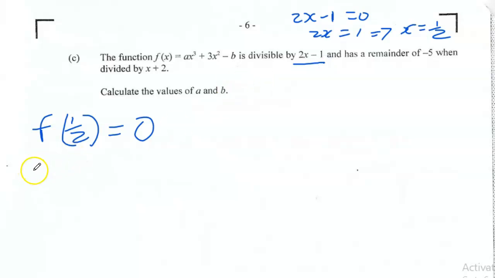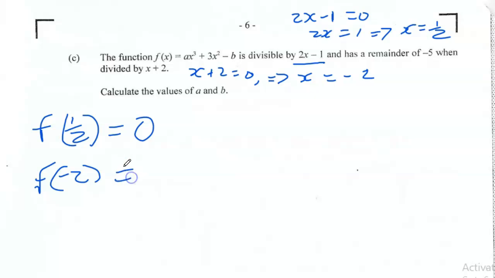And a remainder of minus 5 when divided by x plus 2: if you equate x plus 2 equal to 0 and solve, you end up with x equal to minus 2. So f of minus 2 would give you a remainder of minus 5. So let's make these substitutions now and see if we can find the values of a and b.